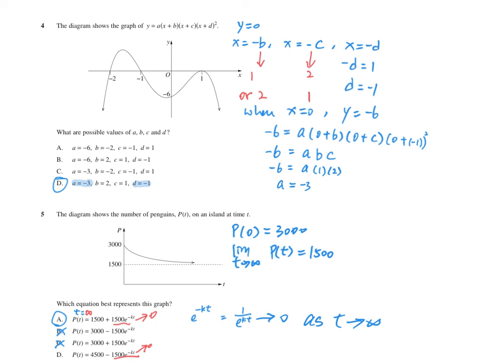Therefore, only option A has the limit as t tends to infinity where the function value goes to 1500. But with option D, you get 4500, which is not the case here. The answer is A.